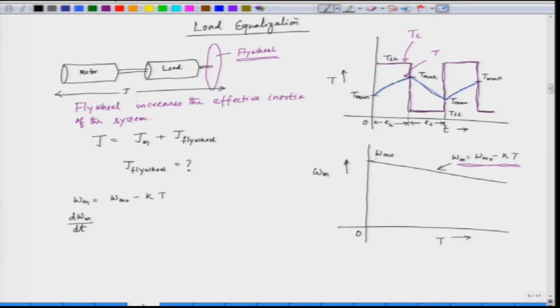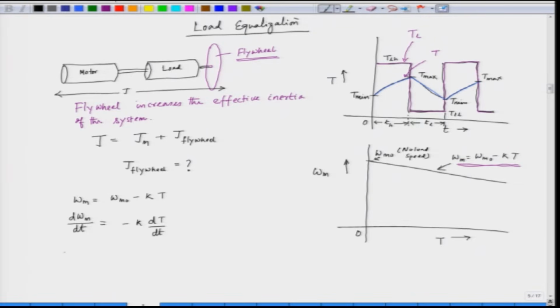Now, omega m naught is the no load speed. This is the speed when the load is 0. This is a constant quantity, so its derivative will be equal to 0. So, what we get here is minus k, a constant, times dT by dt.